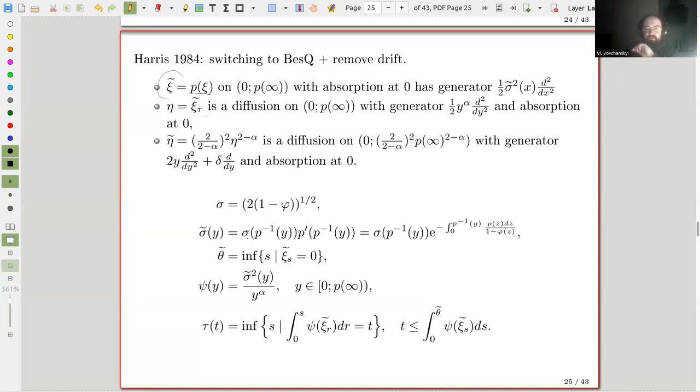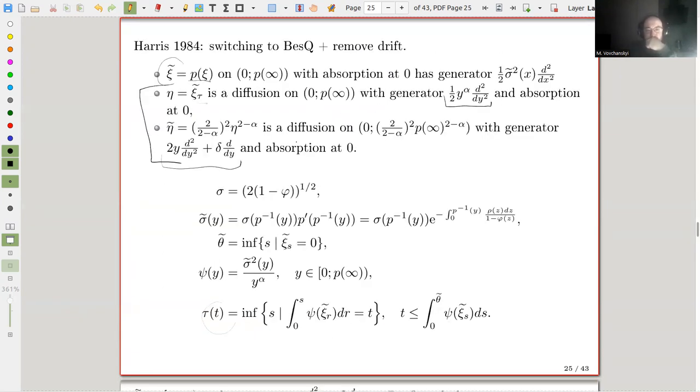Then we introduce the time change. So we get this generator. And then we again do something with the space to get to the squared Bessel process. So the original idea of Harris was these two steps and everything works. Here we just added one layer, so we need to control something.